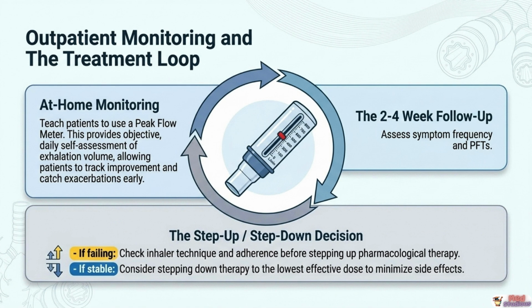The second element is the 2 to 4 week clinical follow-up, where you formally reassess symptom frequency and repeat pulmonary function tests. Based on this follow-up, you make the critical step up or step down decision. If the patient is failing their current regimen, before escalating medications, always first check inhaler technique and medication adherence, because these are the most common reasons for apparent treatment failure. If the patient has been stable for at least 3 months on their current step, consider stepping down therapy to the lowest effective dose to minimize cumulative side effects. This is the treatment loop: monitor, assess, and adjust.